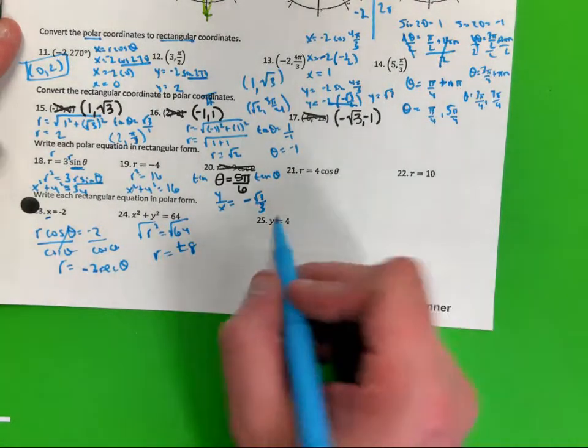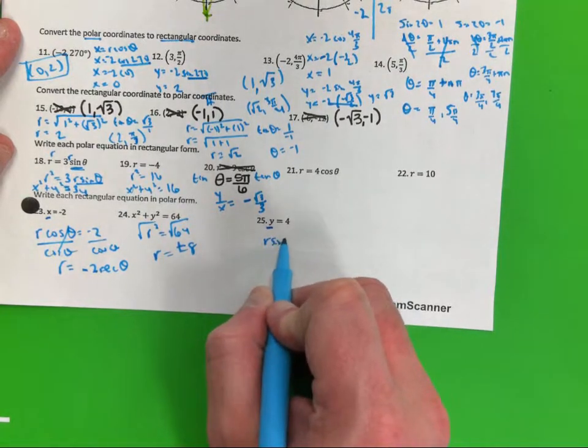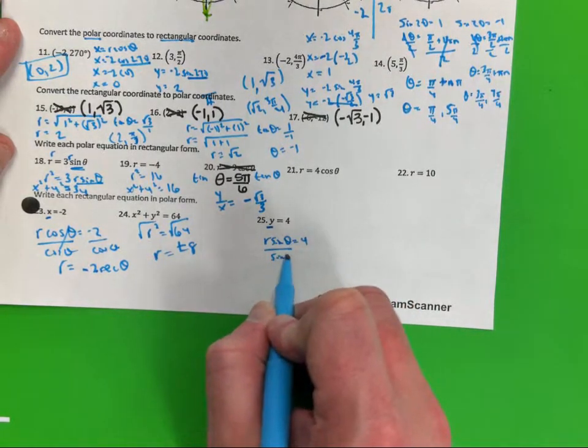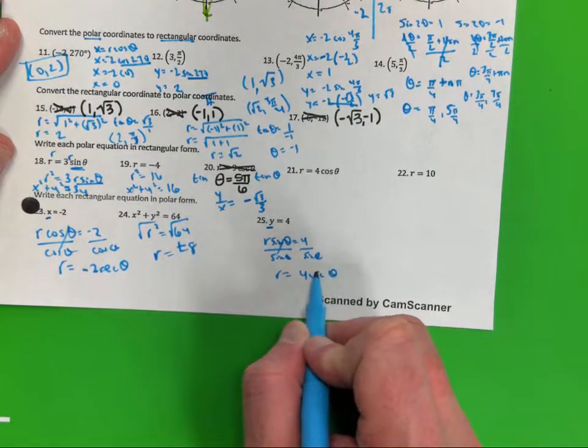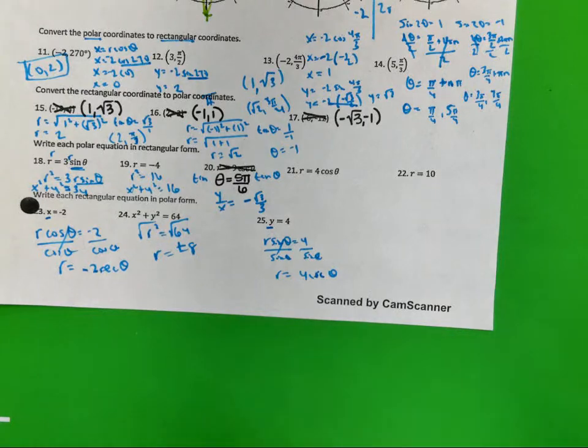And then on number 25, what do I replace y with? And divide both sides by sine. R equals 4 cosecant theta. Y'all feel good on that part of the chapter?